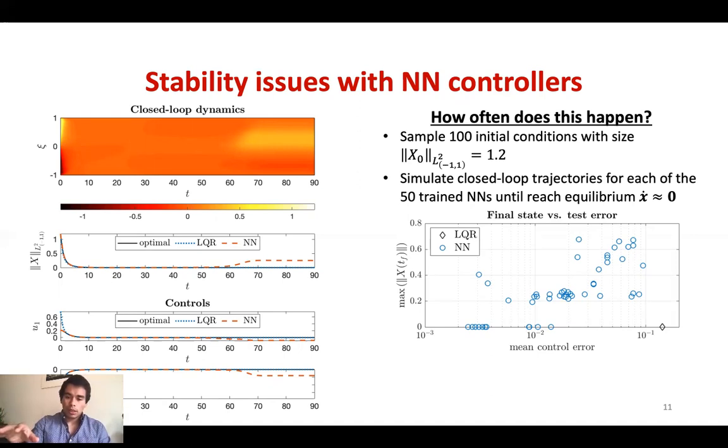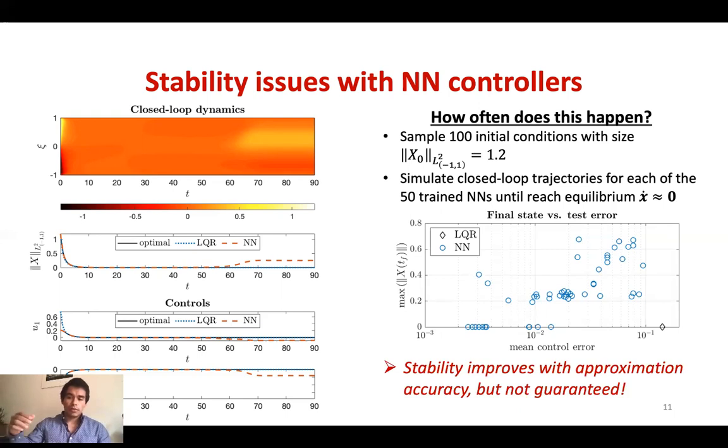And what we plotted here is each circle is a single neural network, and we plot the maximum of the norm of where all these closed loop trajectories end up. So if you're on the x-axis, all of those trajectories ended up really close to the origin. If you're off the x-axis, that's not good. That means you had some runaway trajectories like you see on the left side. And on that x-axis, what we're plotting is the mean control error. So further to the left means more accurate, further to the right means less accurate. So you can see there is a little bit of a downward trend towards the left.